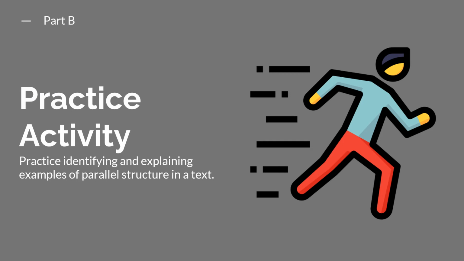All right, let's go ahead and pause this video to complete part B of the practice activity. We're going to be practicing identifying and explaining examples of parallel structure in a text, and there is a lot in here. So look for parallel structure and look especially for examples of antithesis that features that parallel construction.